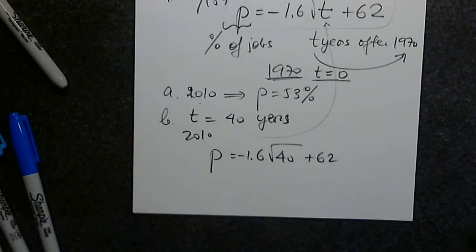Here it is. When you start with a negative, please start with this symbol. Negative 1.6, the square root of 40, plus 62. I just want to see parentheses in there. And then I press enter. And the model gives us roughly 52%.